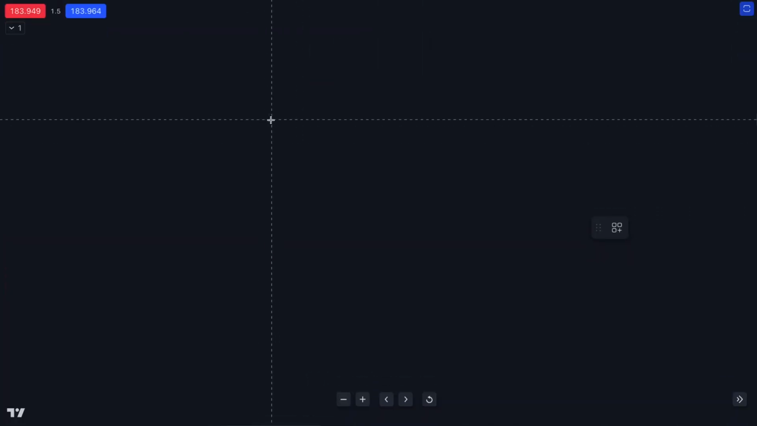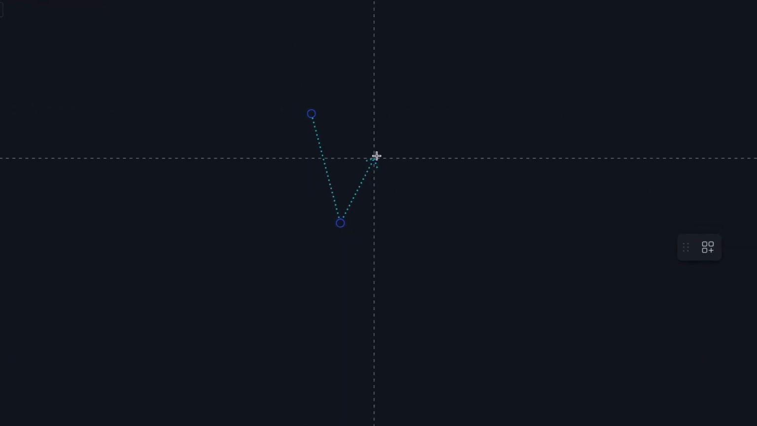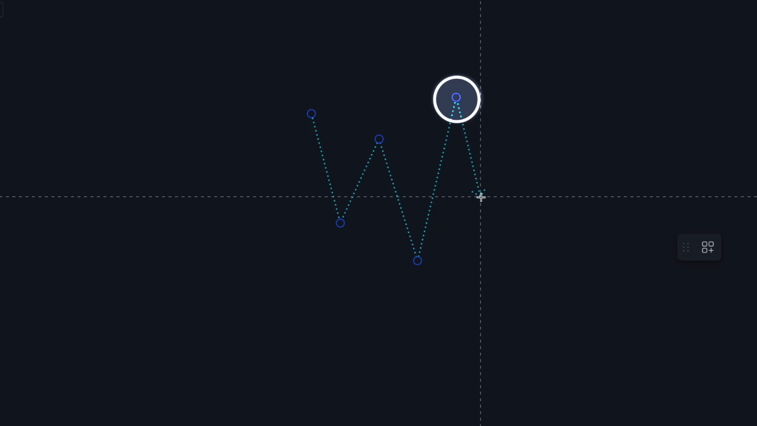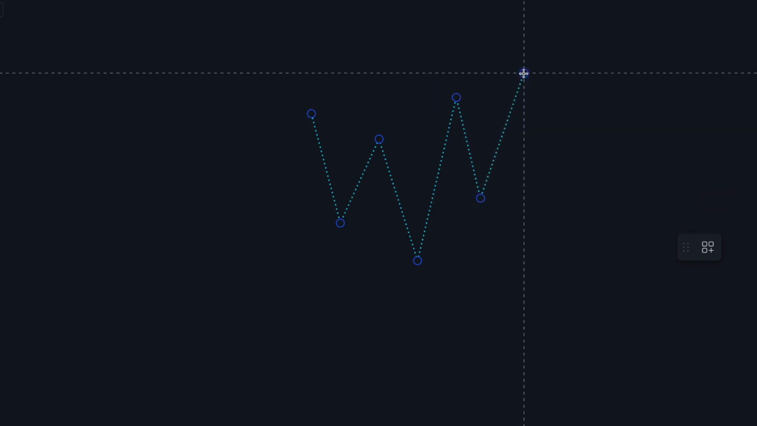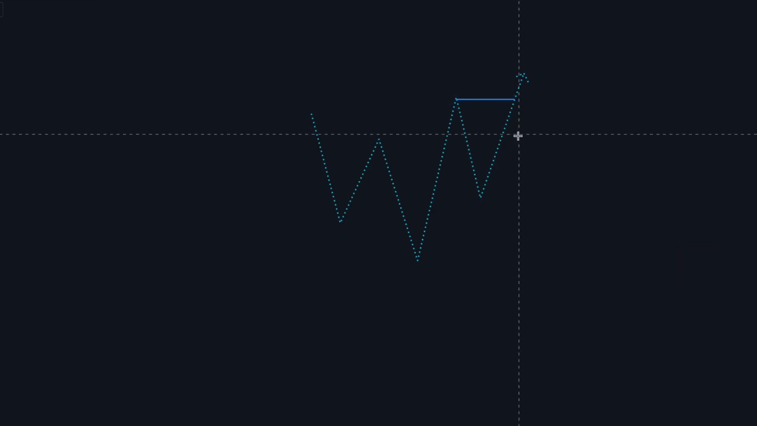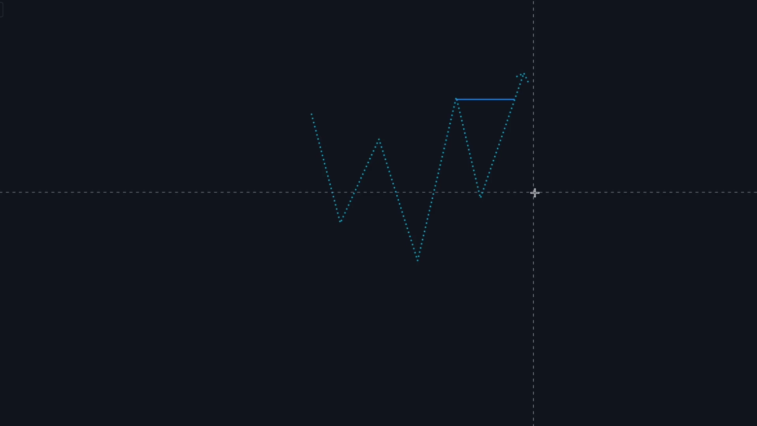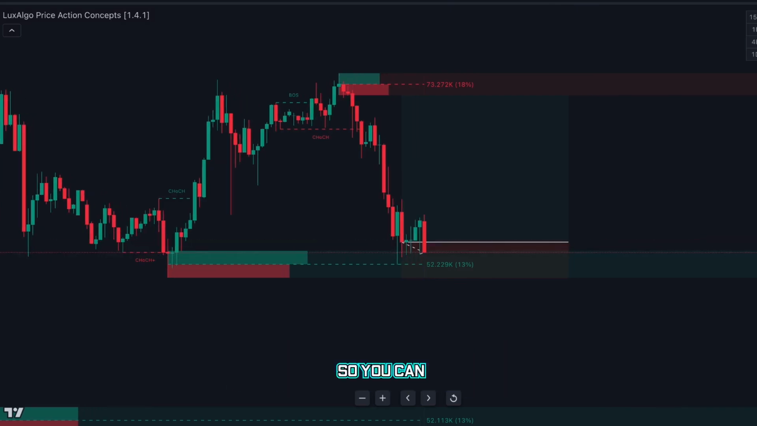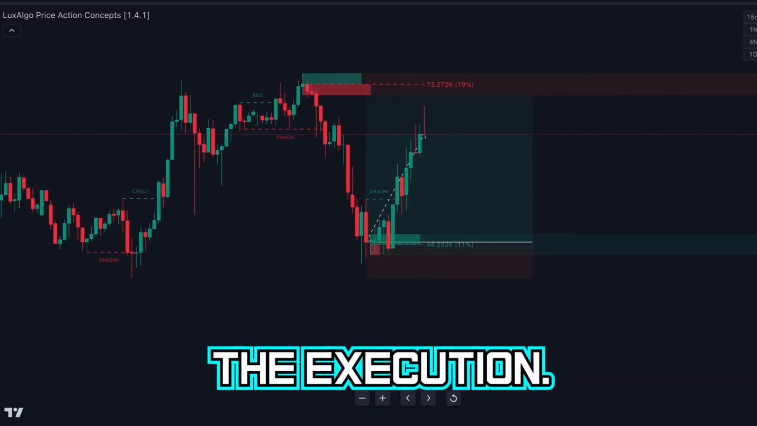So to show once more what is happening, let's say that market structure was bearish, but price broke structure and it is now bullish. We don't want to enter too early as there might still be a pullback, so we wait for a bullish BOS to be formed after the change of character, and we also want to ensure that the market momentum is shifting bullish before executing, giving us a higher probability of success. The Price Action Concepts indicator automates this process for you, so you can just focus on the execution.